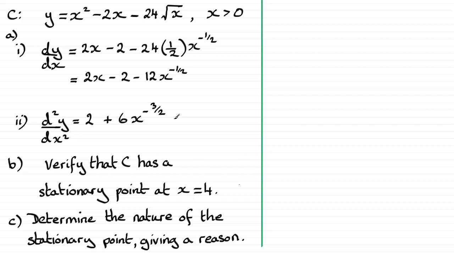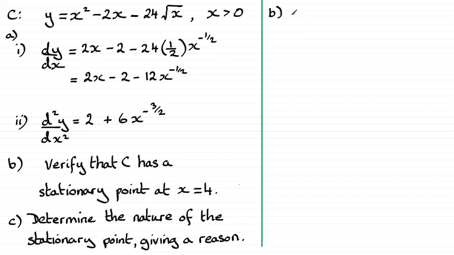Okay? Right, so verify that C has a stationary point at x equals 4. Now, because it says verify, we don't have to equate the equation dy by dx equal to 0. All we need to do is substitute x equals 4 into dy by dx here and show that it equals 0, and then state that if it does equal 0, we recognise that it's a stationary point. That's a very important point to do.